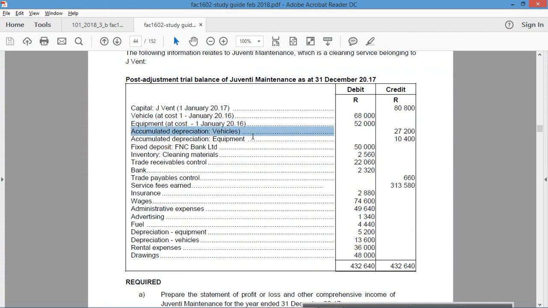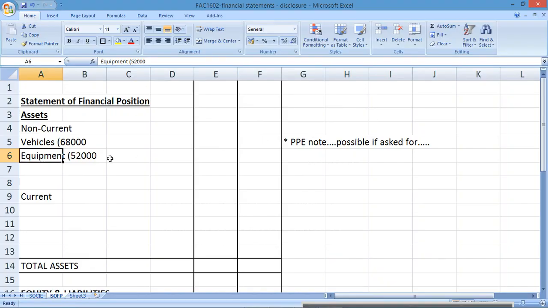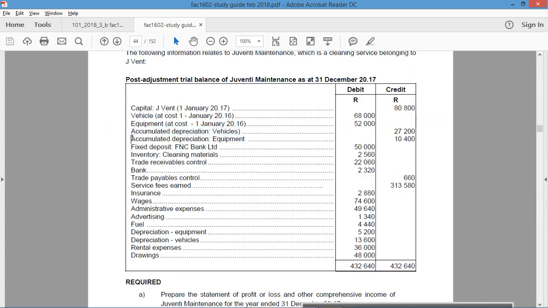That's a negative asset. So what do we do with it? It has to be decreased from the asset itself. Good. Depreciation. It's different from depreciation because it's accumulated. Yes, it's accumulated, so it's going to be 68,000 minus 27,200. Good. Okay, next. Equipment will be the same, so it will be 10,400. Good.